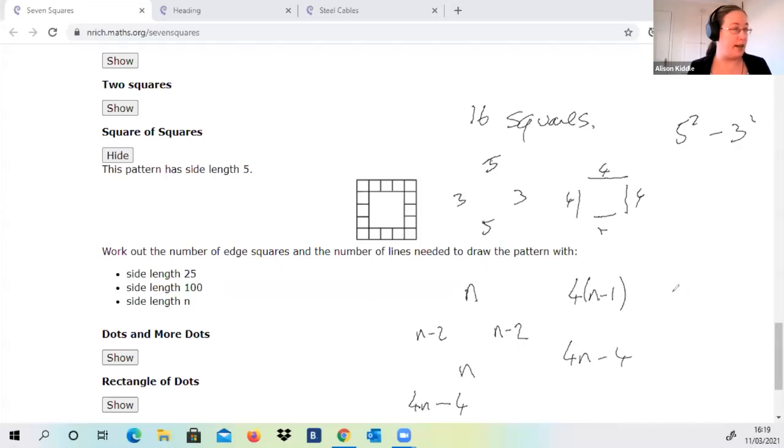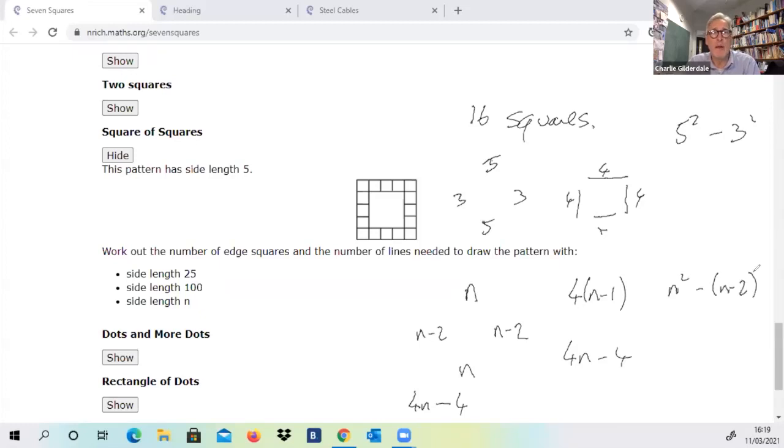So what will I write for my 5 squared minus 3 squared method? Oh, I'm going to have n squared, and inside it I'm going to have an n minus 2 squared, because it's going to be 2 narrower, 2 shorter, because I'm taking one from each side and one from top and bottom. And of course, the manipulation here becomes much trickier.